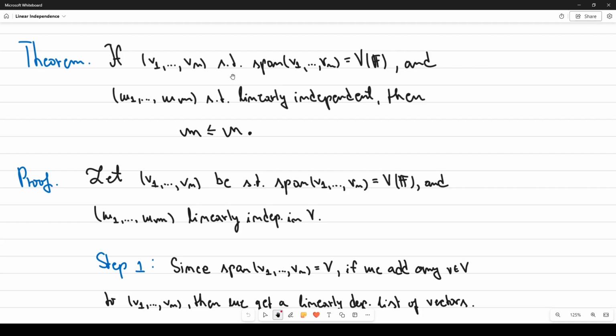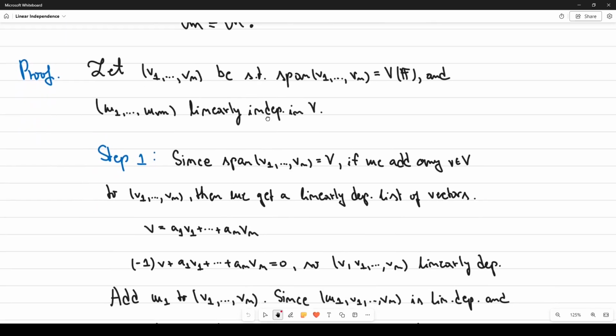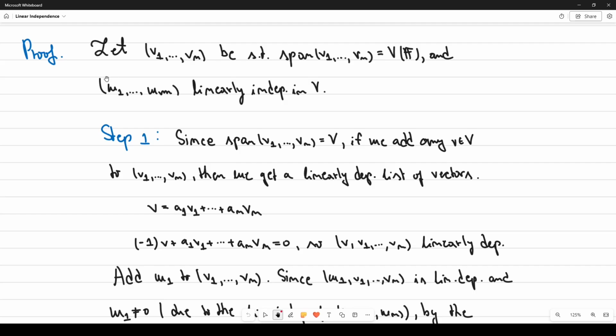If this list spans our vector space, so this is a spanning list of vectors, and if this ordered list of vectors is linearly independent, then the number of elements in the linearly independent list has to be less than or equal to n. So any list of linearly independent vectors has to be of length less than or equal to the length of any spanning list of vectors of the vector space V. So let's show that this inequality holds.